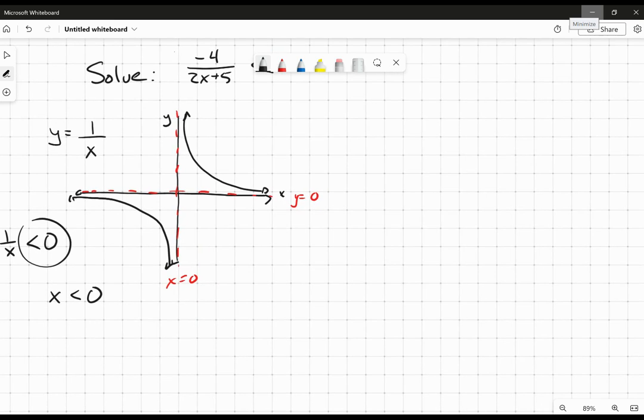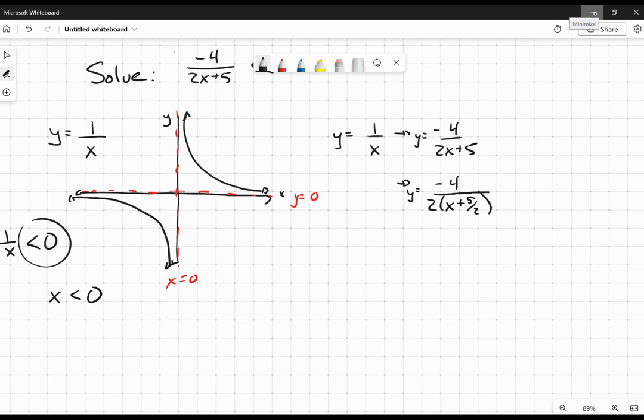Okay, so now what we want to do is ask what happens when 1 over x becomes negative 4 over 2x plus 5? Well, there's a couple things I want to do here. Just to make the change clear, I'm going to leave that negative 4 there. I'm going to factor a 2 out of the denominator. It's going to look like that. Okay? So now I want to talk about what's going on. What happens when y equals 1 over x becomes y equals negative 4 over 2 times x plus 5 over 2.